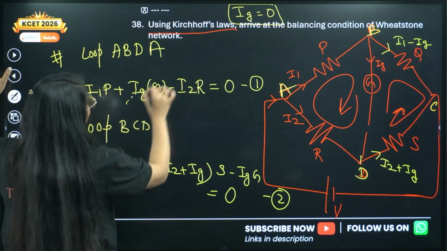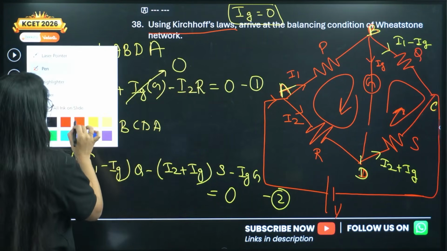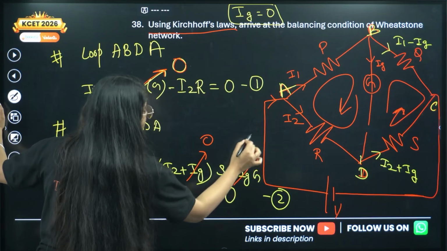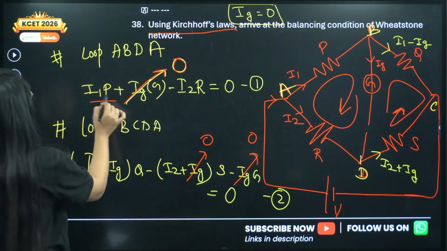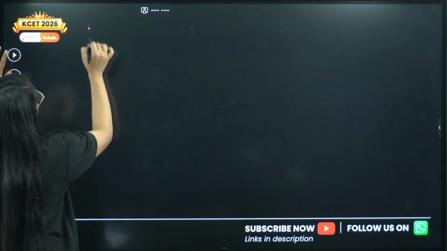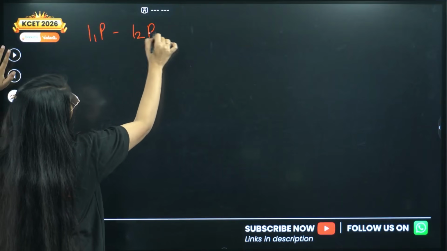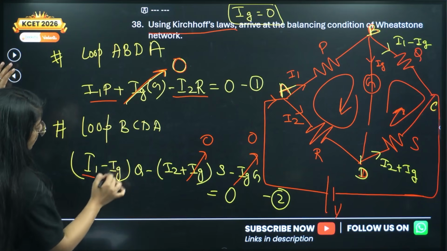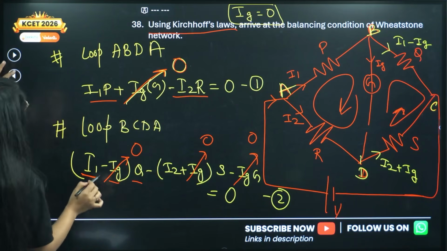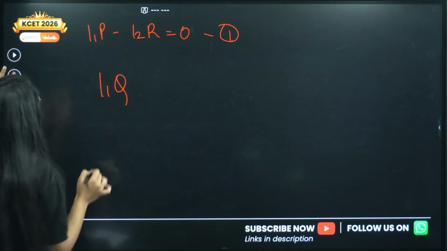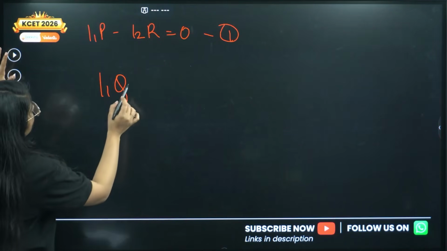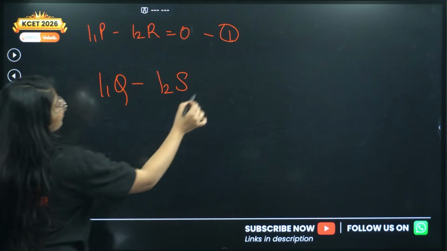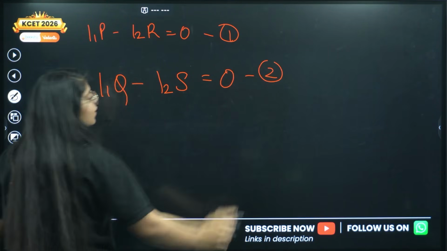So we'll put 0 everywhere, this becomes 0, this becomes 0, then this whole term becomes 0. What is left? Left is I1P minus I2R equals 0. This was my first condition. Second, I1 minus Ig also becomes I1, so I1Q minus I2S equals 0. Correct? This is my second equation.